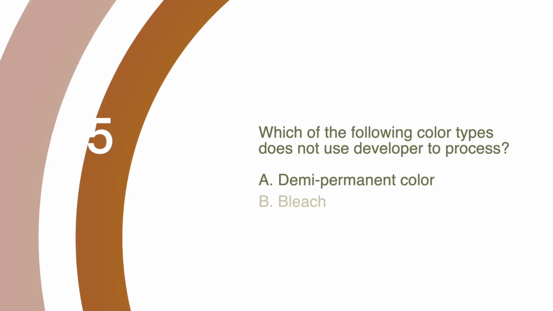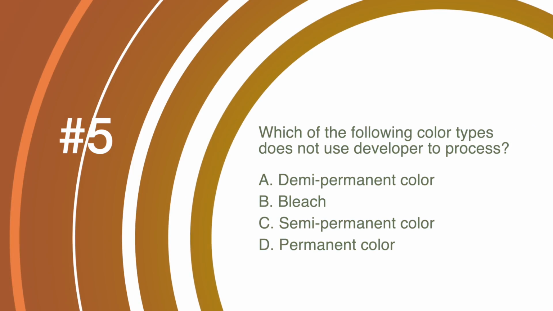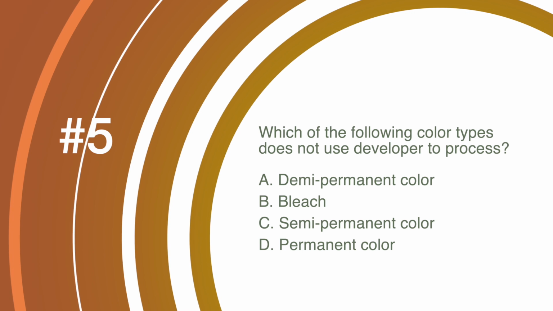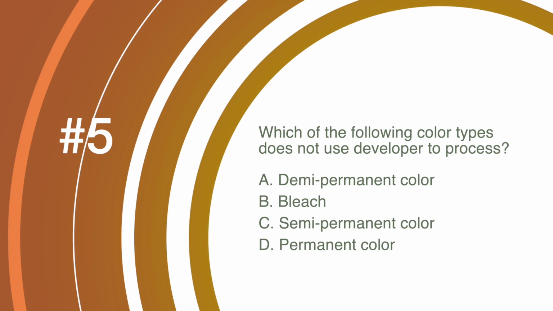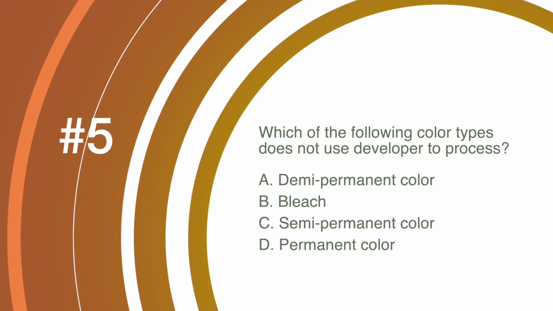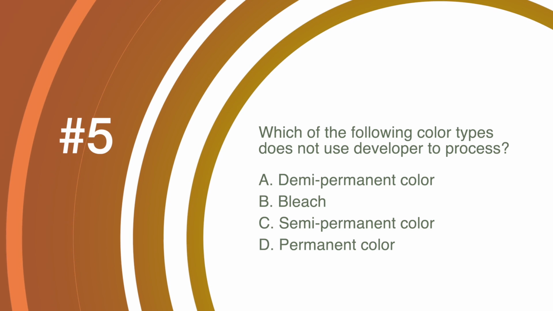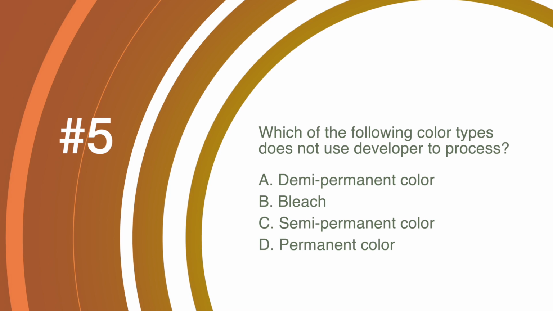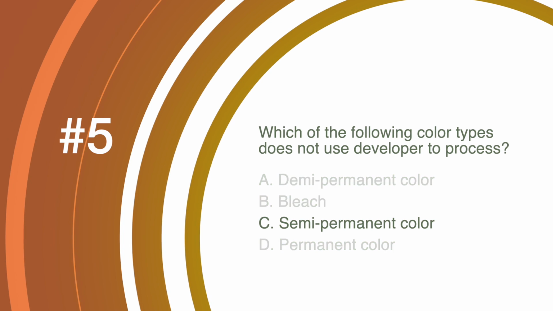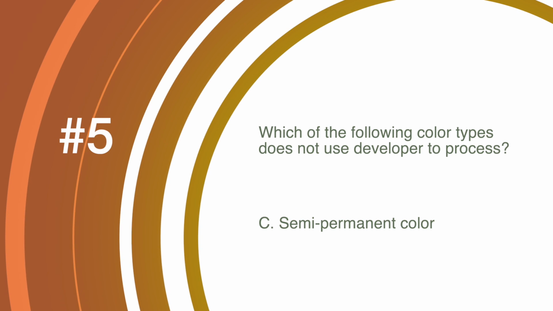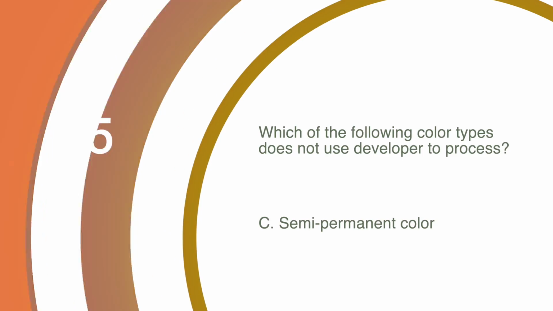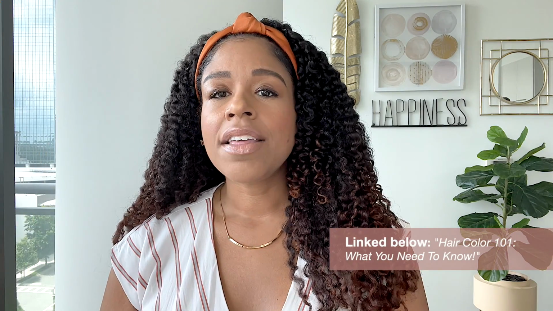Which of the following color types does not use developer to process? A, demi-permanent color, B, bleach, C, semi-permanent color, or D, permanent color? The answer is C. Semi-permanent color, also called rinses, coat the strands and reflect tone in natural light. They do not lift or provide full color.